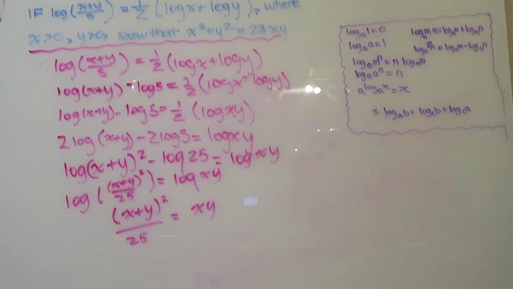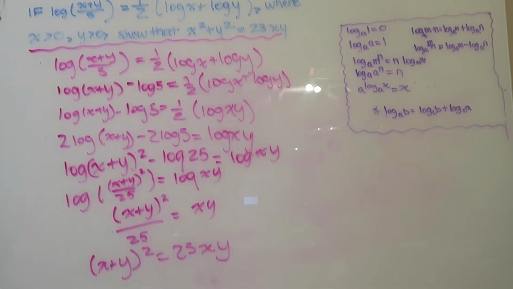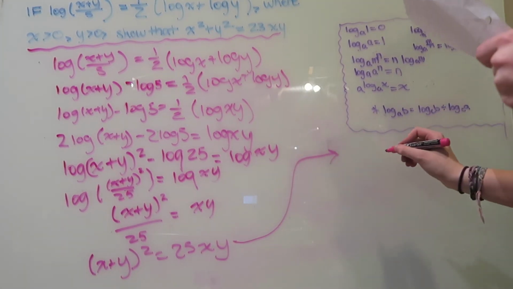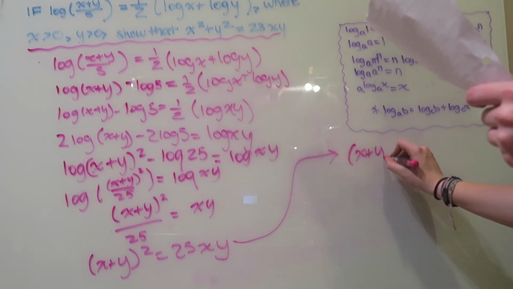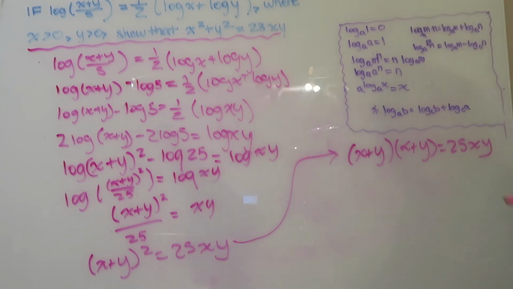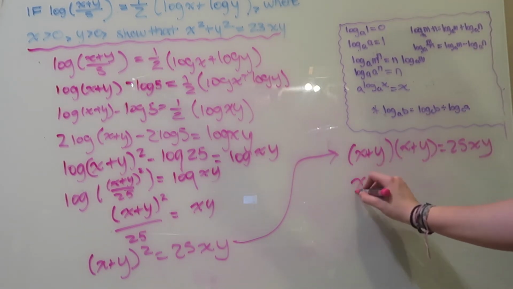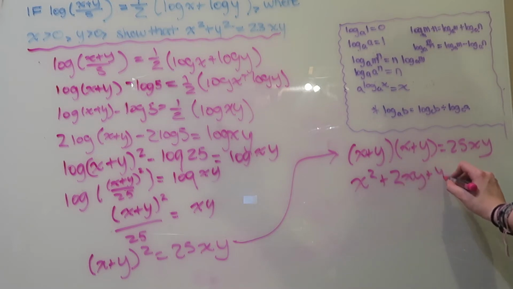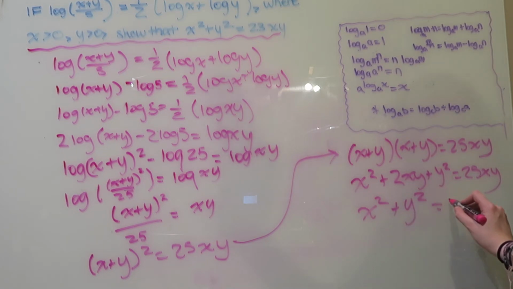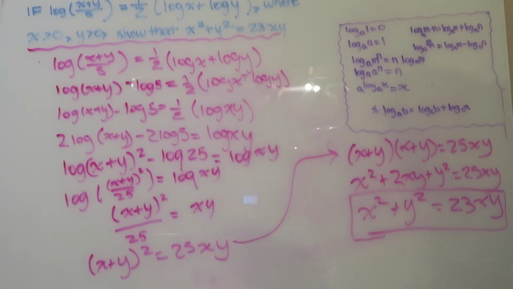From here, it's simple algebra. First, we'll multiply both sides by 25 to give (x plus y) squared equals 25xy. Next, we'll break down (x plus y) squared into (x plus y) times (x plus y) equals 25xy. This will make it easier to expand into x squared plus 2xy plus y squared equals 25xy. Then by subtracting 2xy from both sides, you get x squared plus y squared equals 23xy, which is the answer we were looking for all along.